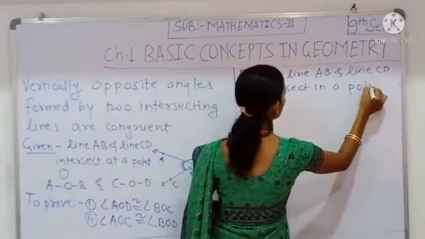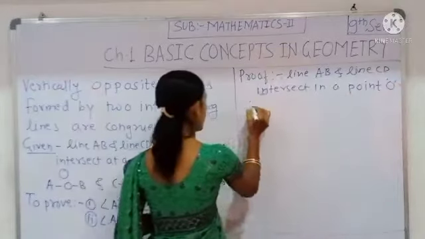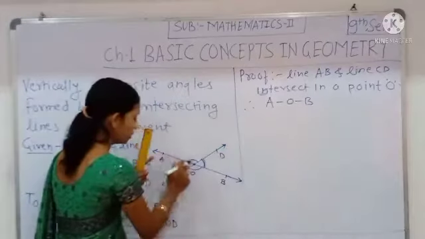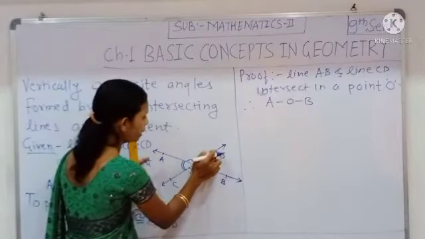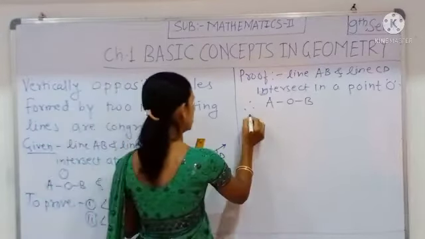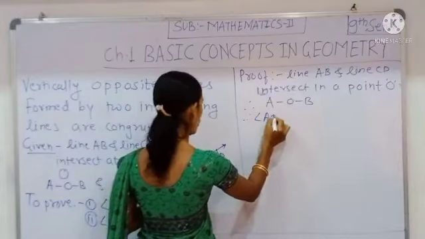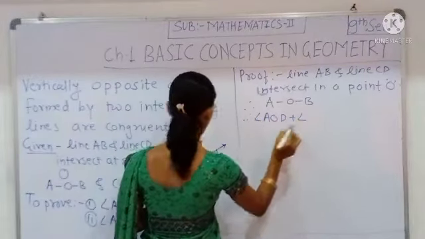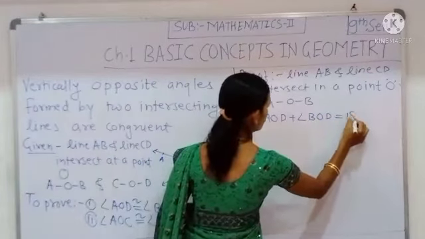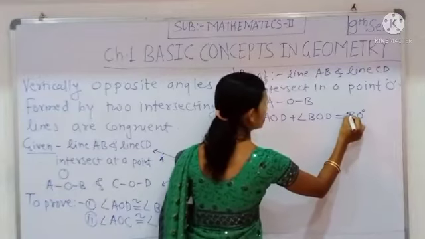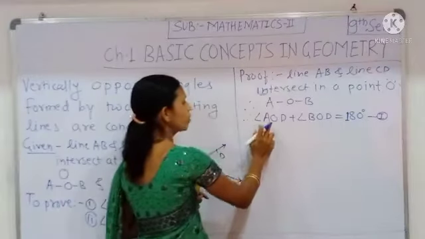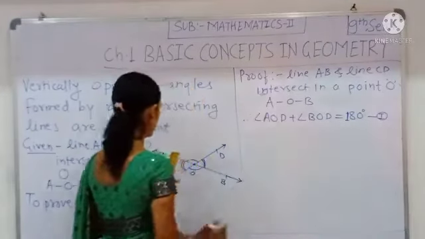Therefore, here A-O-B, that means angle AOD and angle BOD are linear pair angles. Therefore angle AOD plus angle BOD is equal to 180 degrees. Let this be equation number 1, because these are linear pair angles.